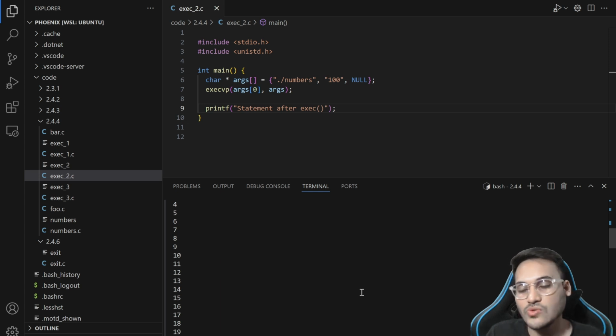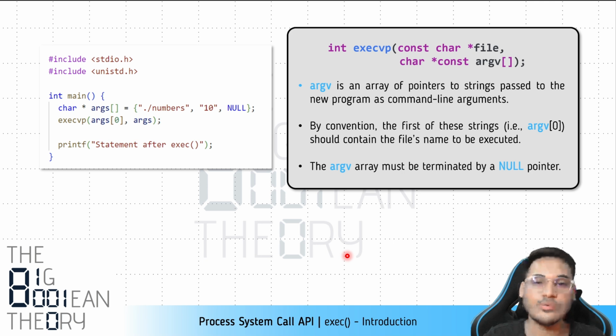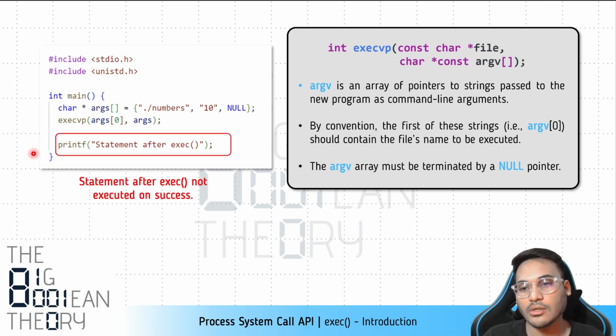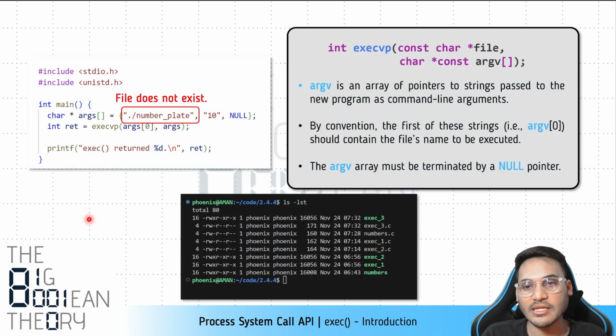So I hope these two examples give you an understanding of how the exec system call works. And finally, another point that I want to stress is that anything after the exec system call will not be executed if it is successful. Right. So these were the two examples where the exec system call is successful. Now let's see one final example where the exec system call fails.